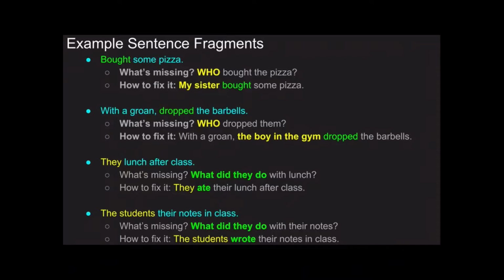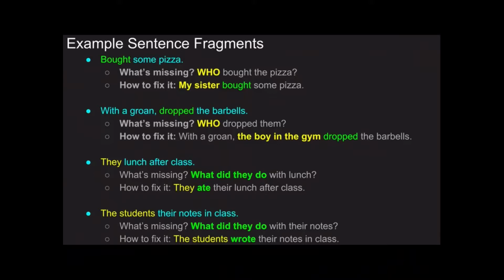The last example on this slide says, the students, their notes in class. Again, it's missing some information. It's missing that green thing, or the verb in this case. We know the students are the subjects, but we don't know what they did with their notes in class. So you need to fix this by adding in the verb.